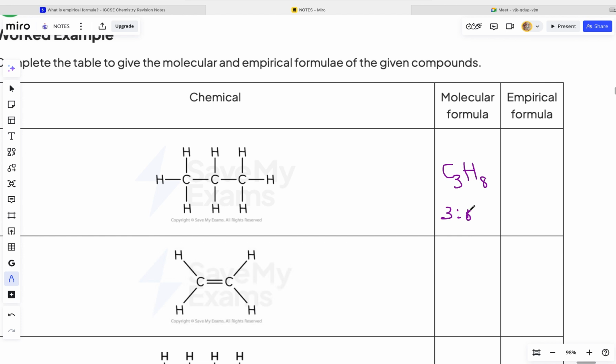If you can no longer reduce it, then the molecular formula will be the same as the empirical formula. So our empirical formula for this particular compound will also be C3H8. The empirical formula will be the same thing. Is that okay? Why is that so? Because we cannot reduce this ratio. Okay. Now we go to the next one.